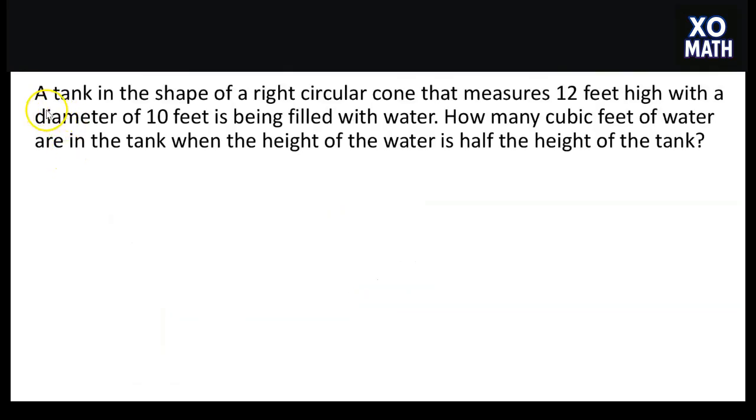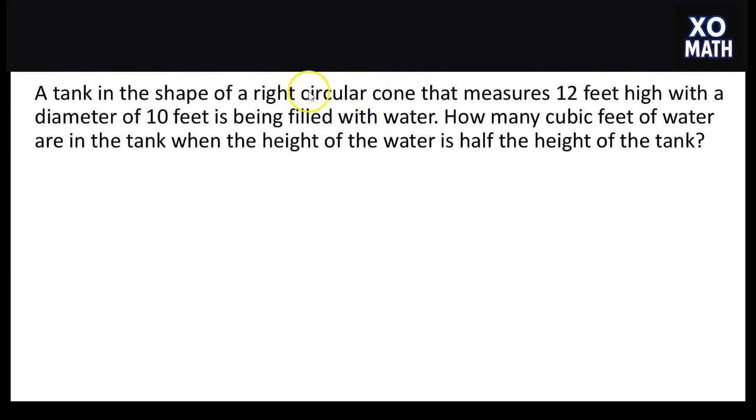In this problem, we have a tank in the shape of a right circular cone that measures 12 feet high with a diameter of 10 feet is being filled with water. How many cubic feet of water are in the tank when the height of the water is half the height of the tank? Let's start by constructing a diagram.